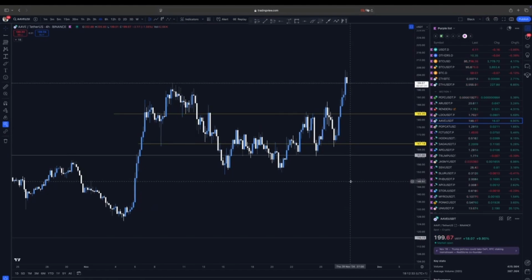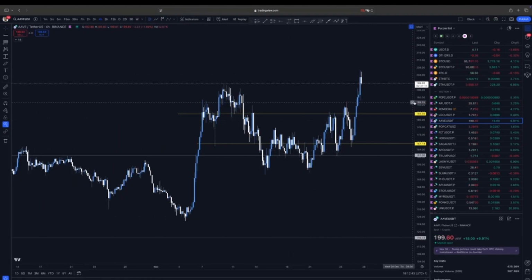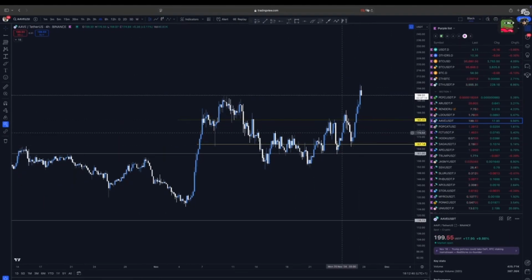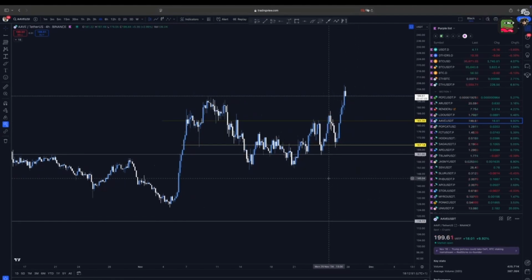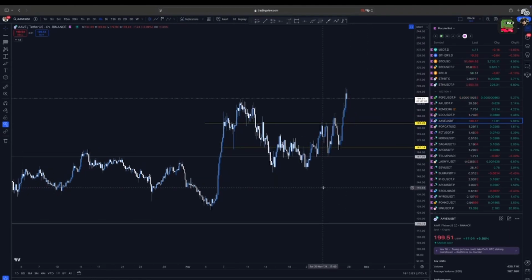Order blocks, unmitigated order blocks, breakouts, and RSI, right? We'll talk about how I do that. So for the 4 hour, what I'm ultimately looking for is why did this break up, right? I had an order placed down here at 64 and I missed it by a few cents. But how could we have caught this move, right?